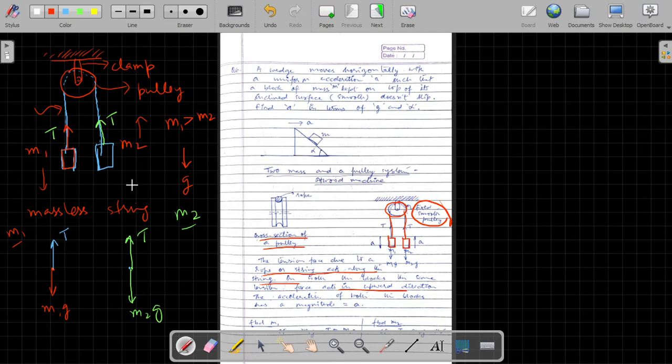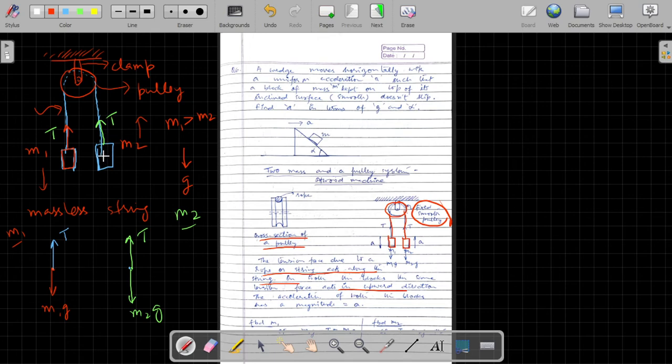That means there is no common value of the acceleration vector, because the direction of the acceleration vector for both m1 and m2 would be different. But the magnitude of acceleration of m1 and m2, what would that value be? We can say that the distance moved by m1 in the downward direction would be matched by the distance moved by m2 in the upward direction.